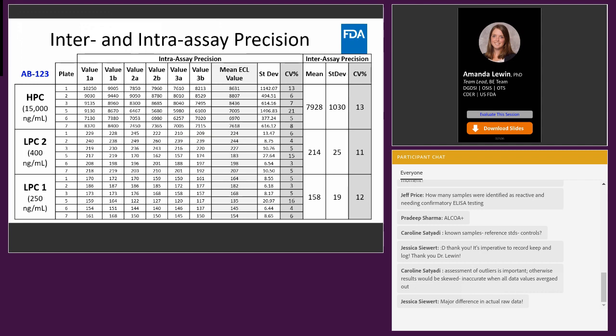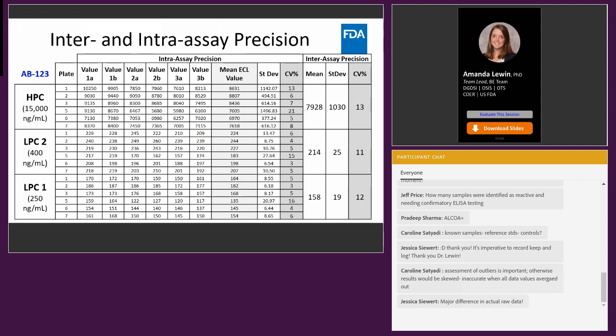So the site determined the mean ECL value, standard deviation, and percent CVs for each of the runs and each of the positive controls for intra-assay precision. That data is presented towards the middle of the slide with the light gray column and the dark gray column. The inter-assay precision was also calculated, with the mean, standard deviation, and percent CVs presented on the far right. The MPC was also tested, but it's not shown here just for the space in the slide.